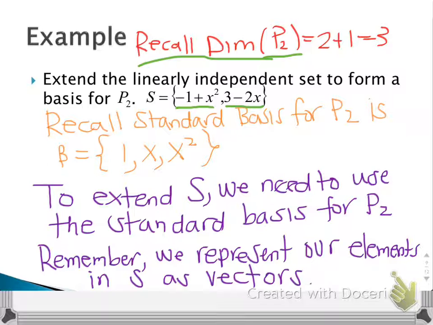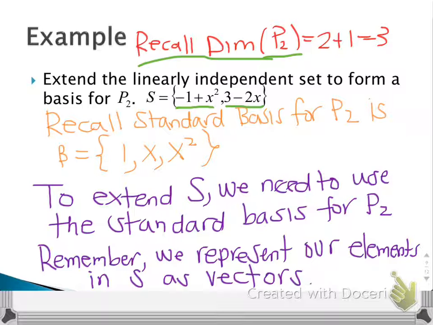That means for a basis for P2, we need 3 vectors, because that's the relationship between our basis and the dimension: the dimension is the number of vectors in our basis. If we already know our dimension, which we do for this example, then we know how many vectors we need in our basis. A couple of things come into play in order to extend a set to form a basis for a certain subspace.